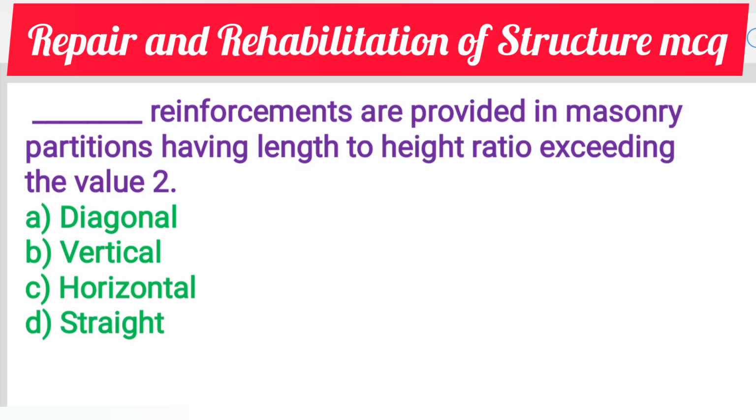Next question. Dash reinforcement is provided in the masonry partition having a length to height ratio exceeding the value of 2. So option A diagonal, option B vertical, option C horizontal, option D straight. So the correct answer is option C, horizontal reinforcements.